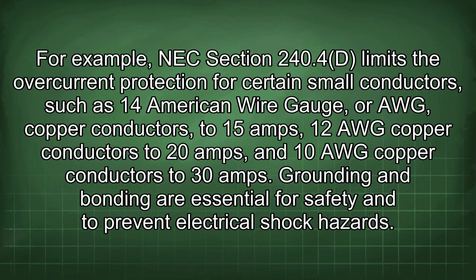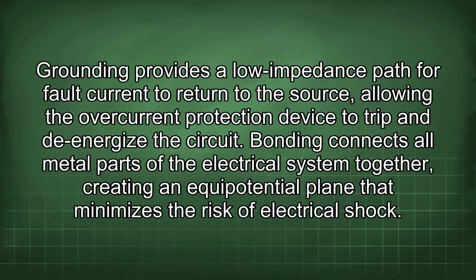For example, NEC Section 240.4(D) limits the overcurrent protection for certain small conductors, such as 14 American Wire Gauge, or AWG, copper conductors to 15 amps, 12 AWG copper conductors to 20 amps, and 10 AWG copper conductors to 30 amps. Grounding and bonding are essential for safety and to prevent electrical shock hazards. Grounding provides a low impedance path for fault current to return to the source, allowing the overcurrent protection device to trip and de-energize the circuit.